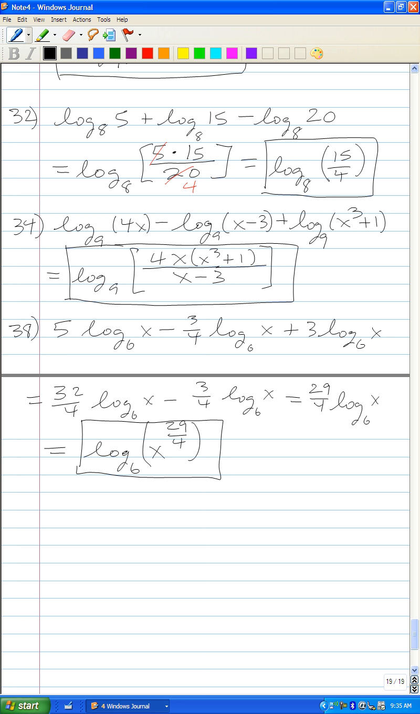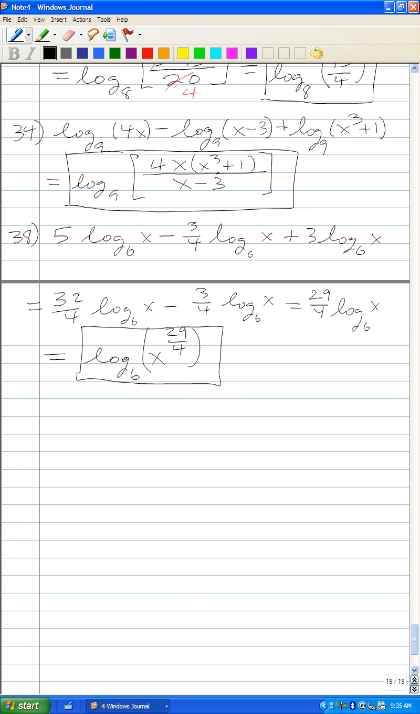Okay. Let me do problem number 60. It says here, if log base b of 2 is 0.43 and log base b of 3 is 0.68, evaluate the expressions. So problem 60.